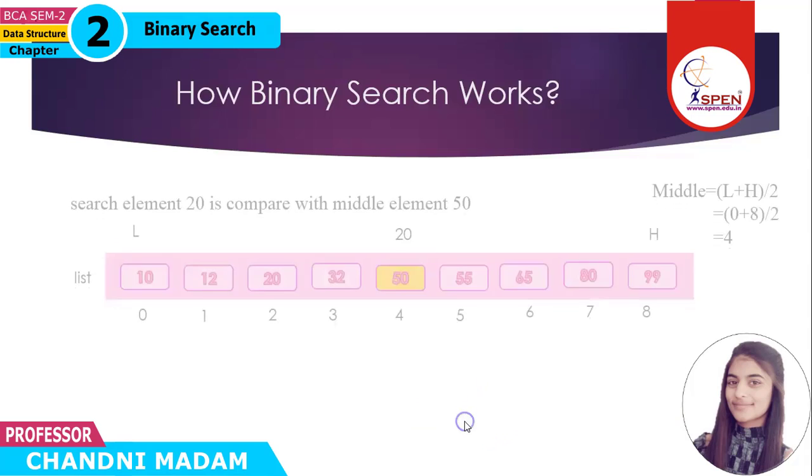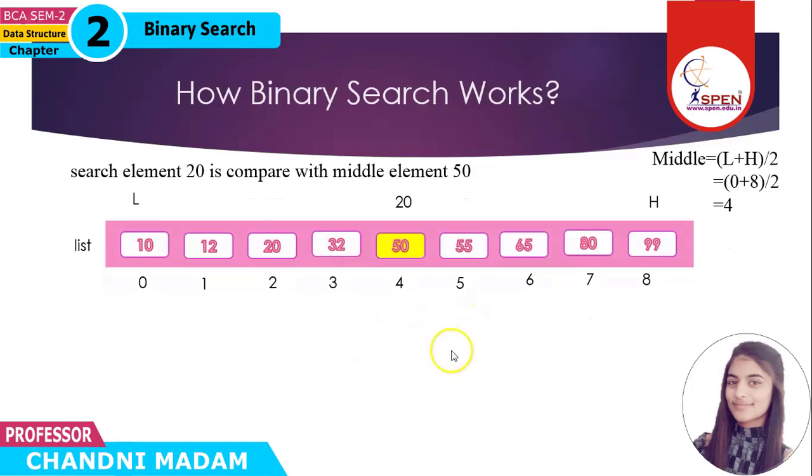Now we will change our higher value. So let us see one example. Here we will search for 20 in this array. So we will first calculate the middle value. Consider the 0th position as the lower value and the last position as the higher value. The middle value calculation is (lower index plus higher index) divided by 2. So the result is the 4th index. So the 4th index is our middle value.